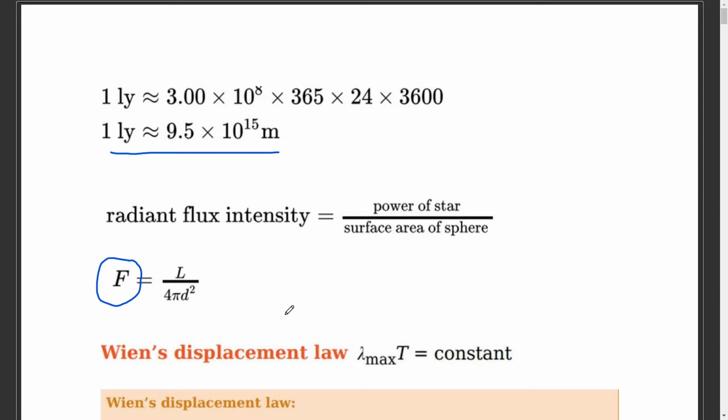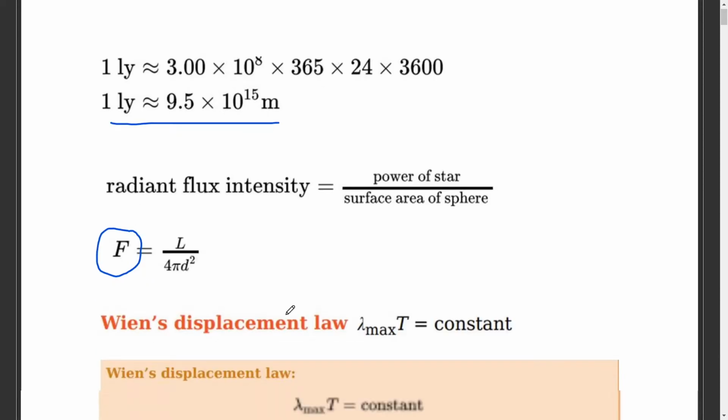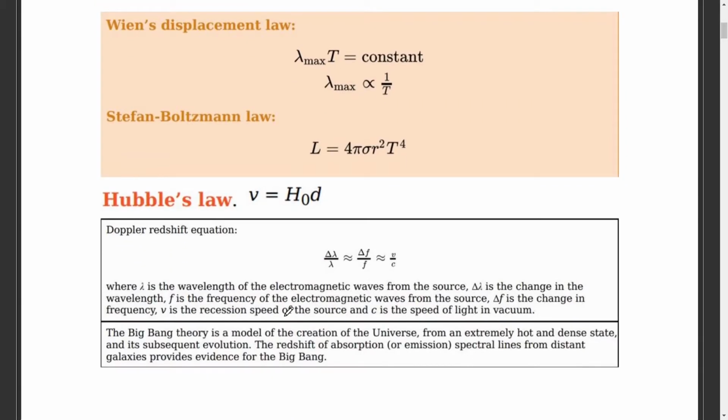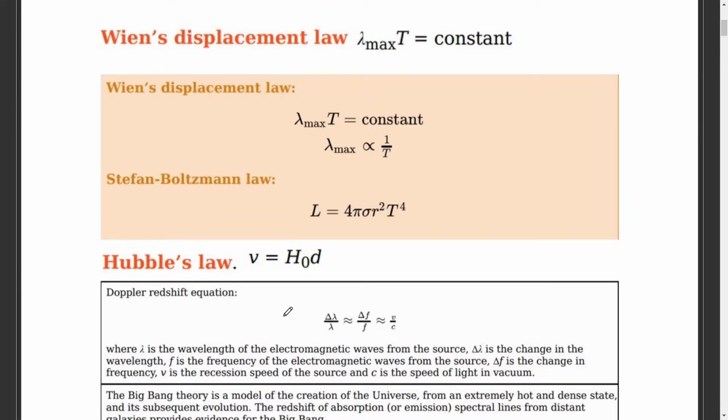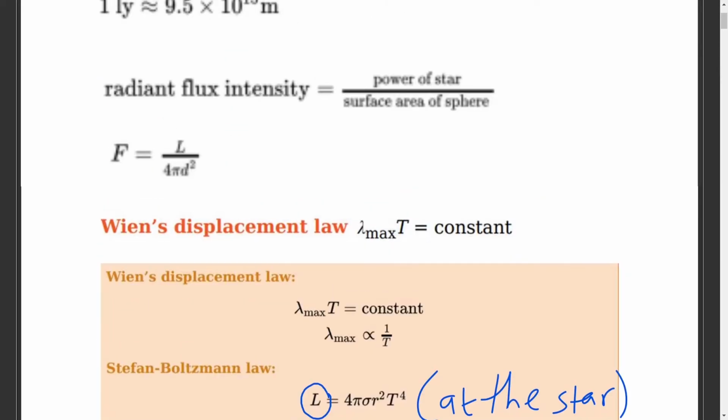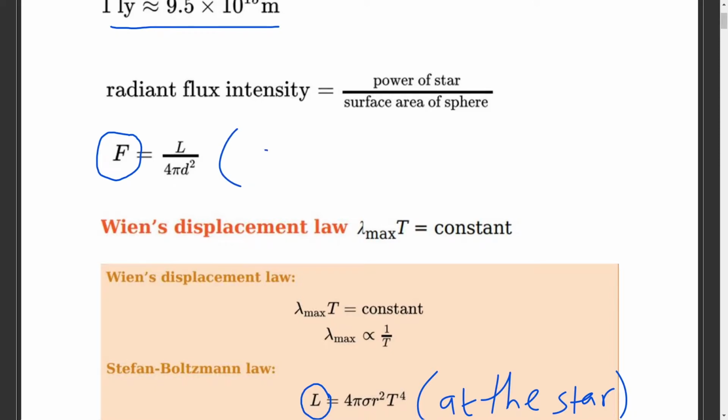There's a lot of confusion between the radiant flux intensity and what we call the luminosity of the star, right? So when you talk about the luminosity of the star L, this is the power of the star right next to the star, so right at the star, okay? So L is the power at the star, but when you talk about the F, which is the radiant flux intensity, this is away from the star. All right, so that's the distinction there.